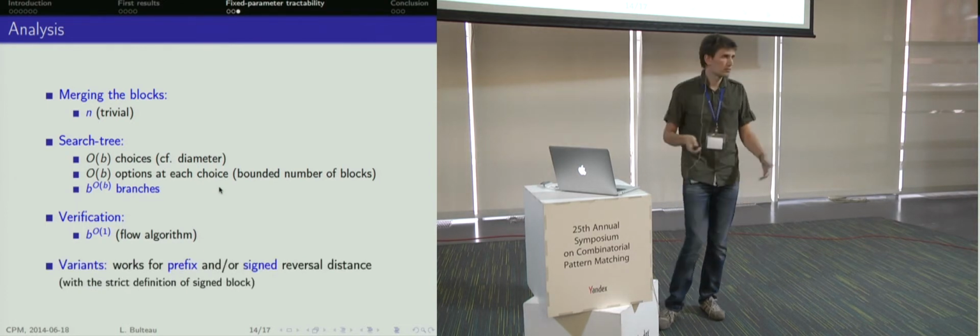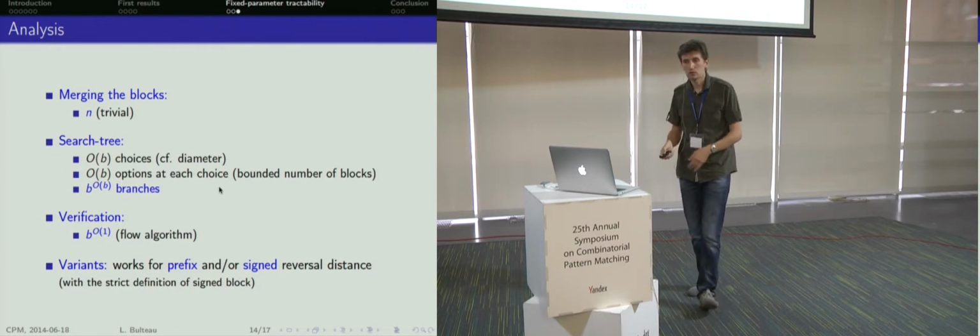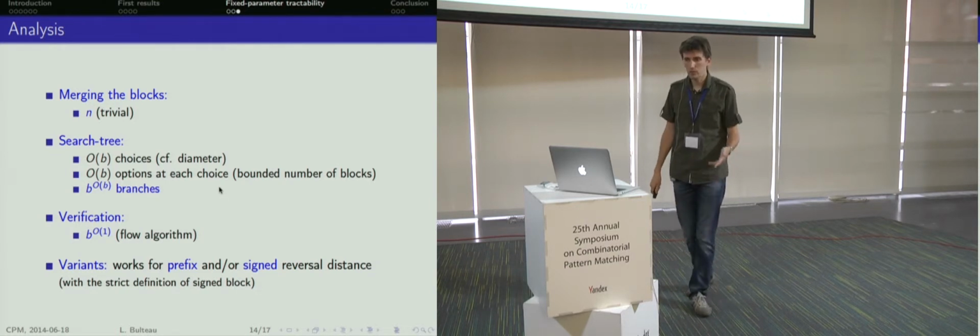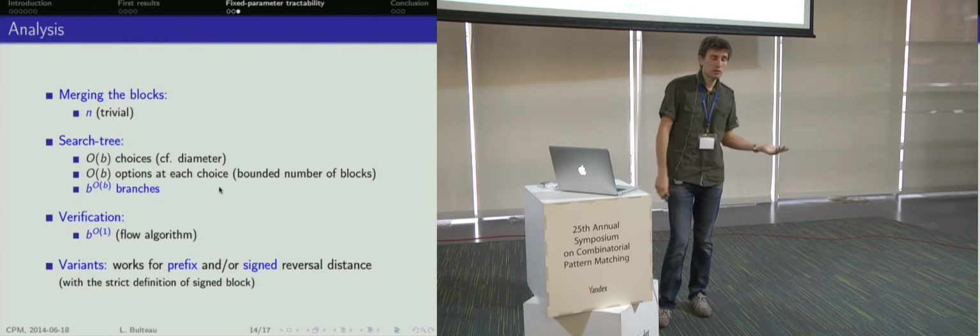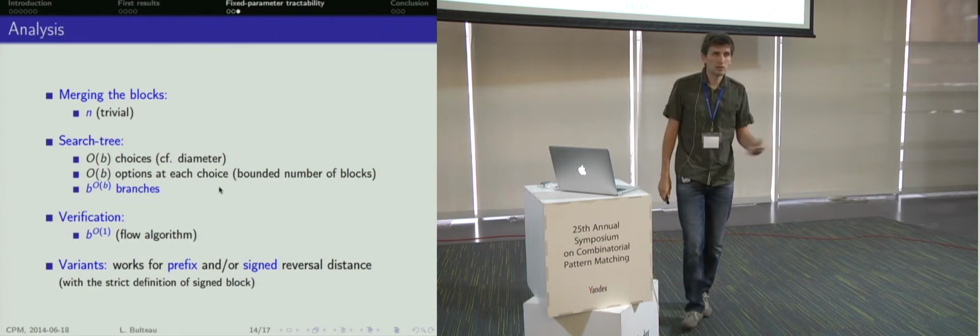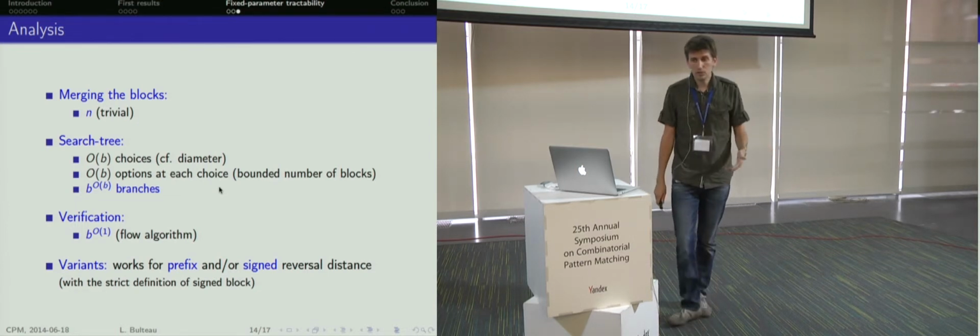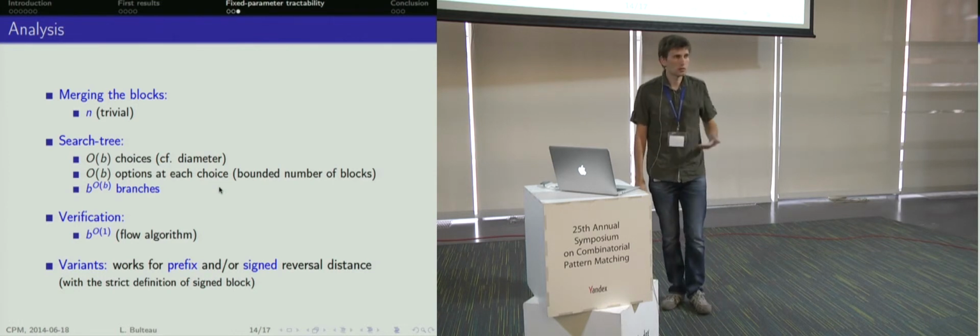And it would also extend for the prefix variant, for the sign variant, or both. We could imagine it would work easily for DCJ or transposition distance, but we didn't implement this in the paper.